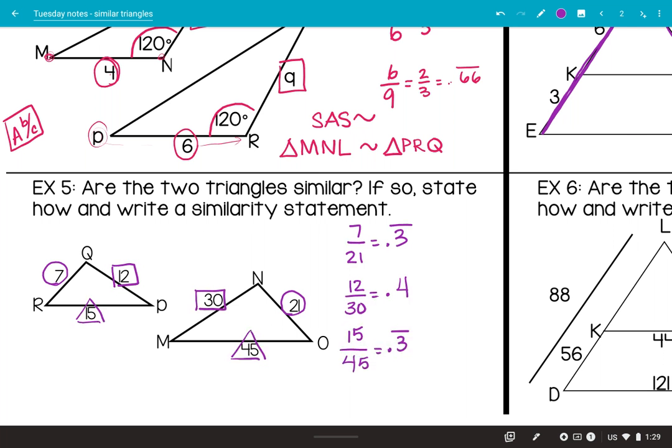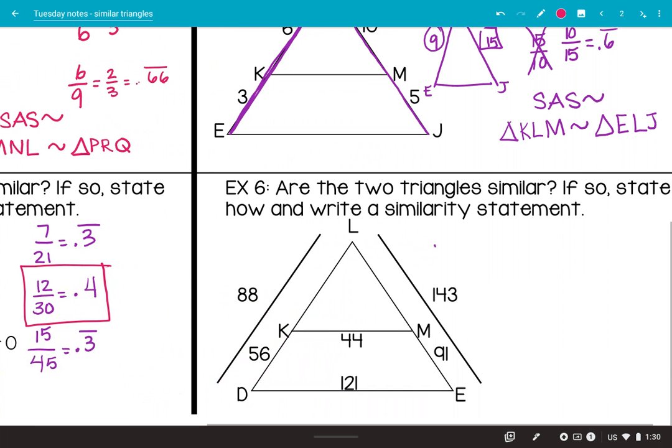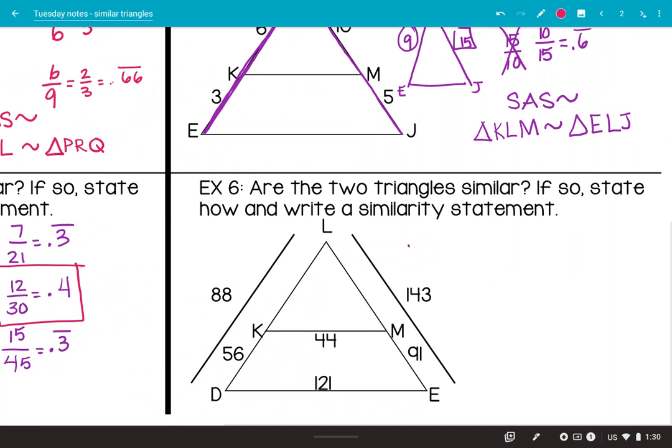Automatically, we can see that the second one is different. Now, if we have one that is different, we can stop right there and just say not similar. If one of them doesn't go along with the others, it's not similar. Okay, try the last one.